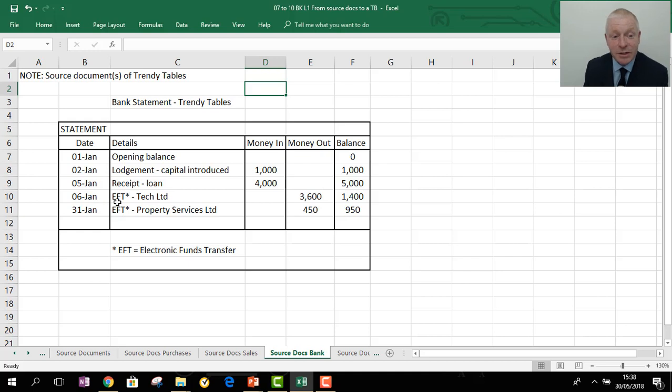On the 6th of Jan, we have an EFT, and we note that EFT stands for Electronic Funds Transfer, to Tech Limited for 3,600. If you think back to the invoices we had on the previous screen, there was an invoice for that value. So obviously a payment has been issued during the month. On the 31st of January, we have another payment, electronic funds transfer to the Property Service Limited for 450. And you may recall that was for the rent. And if we take 3,600 and 450 off the 5,000, we'll end up with a closing balance of 950. So that's all we really need to know about the bank statement for the moment.